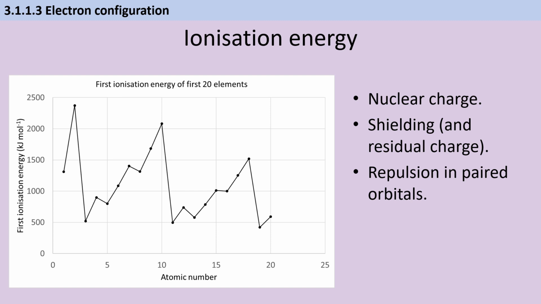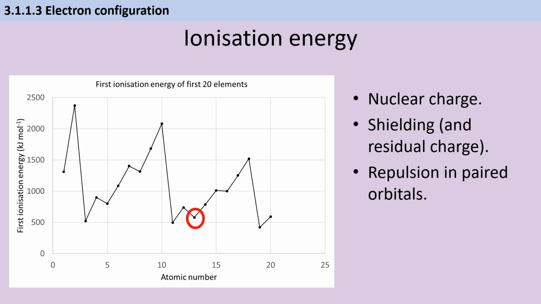The second thing we see is a drop in first ionization energy as we start either a new subshell or a new shell. And the reason for this is that these electrons are in higher energy subshells or shells, and therefore they're experiencing more shielding and they're further away from the nucleus, so they're more easily lost.